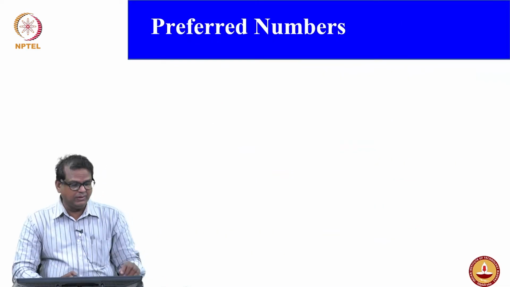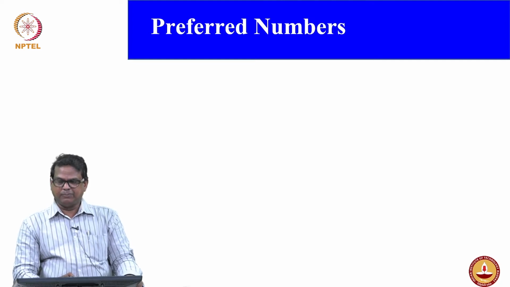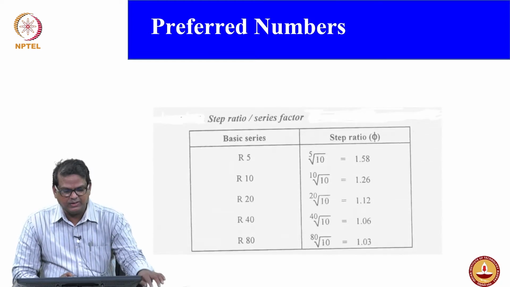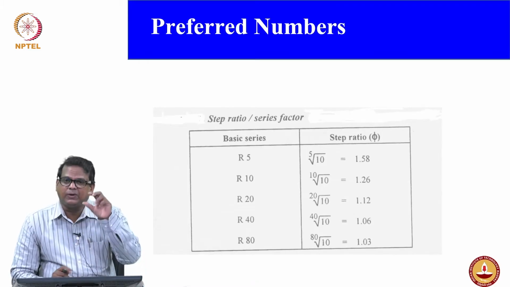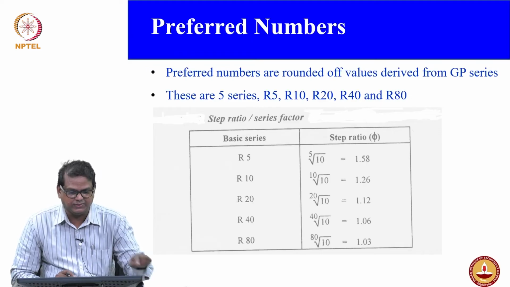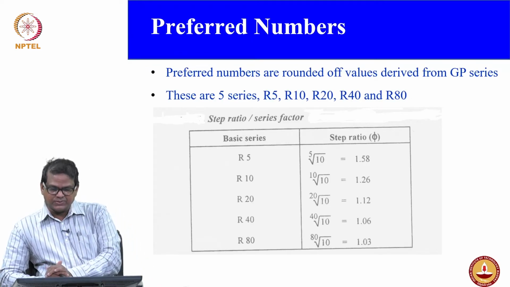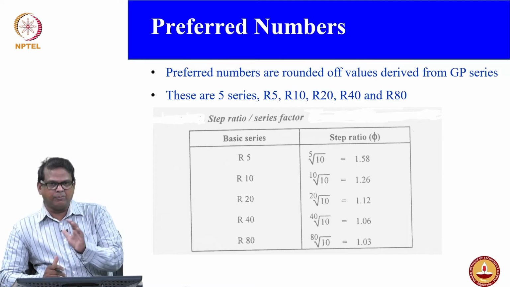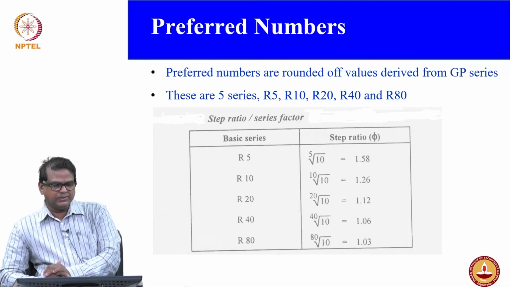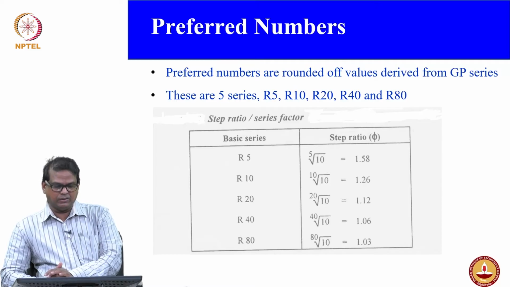And now we will go to the important aspect, the preferred number. The preferred number is talking about what type of series you are going to have. Okay, this preferred number, what type of series? Preferred numbers are rounded off values derived from a geometric progression series. There are 5 series: R5, R10, R20, R40 and R80.